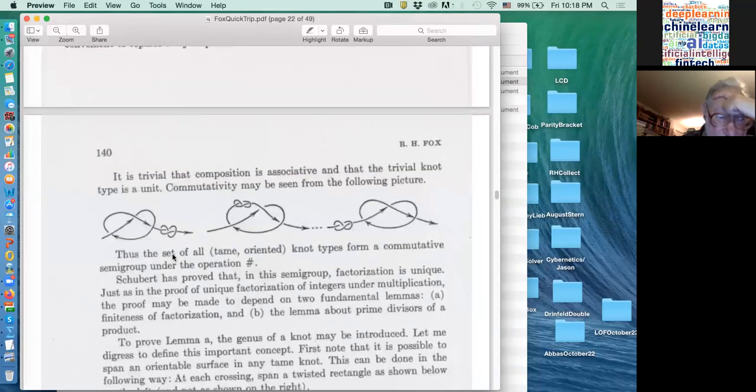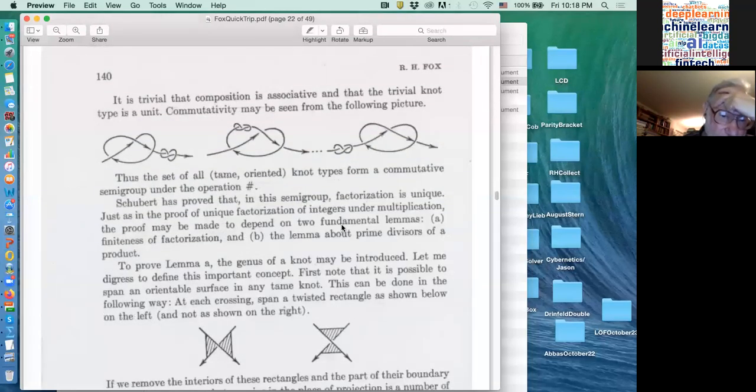In fact, here's the proof of commutativity. You make one of them smaller and then start backing it up through the other one until it's on the other side, and that proves that this operation is commutative.